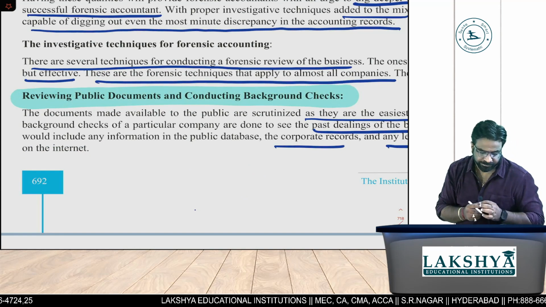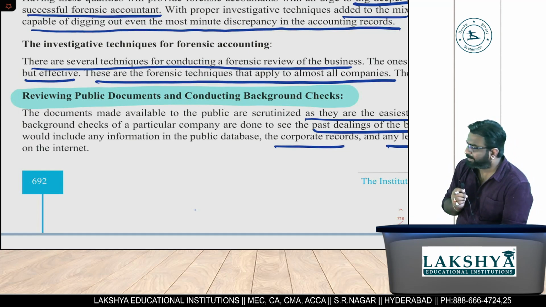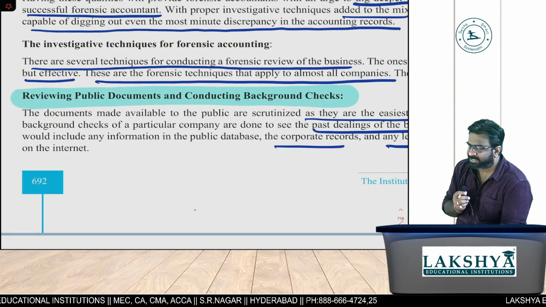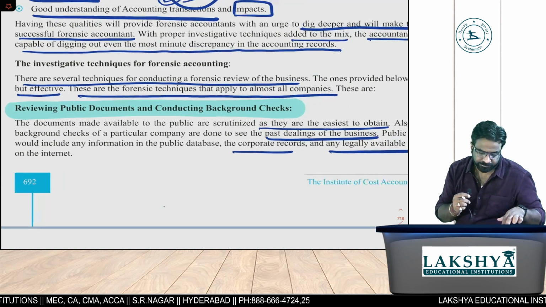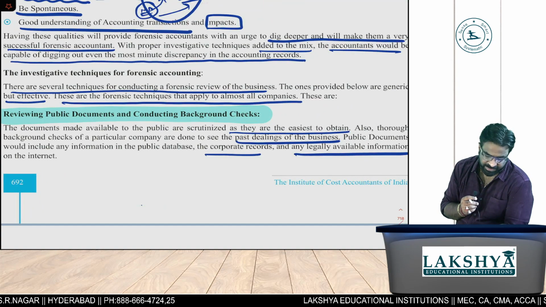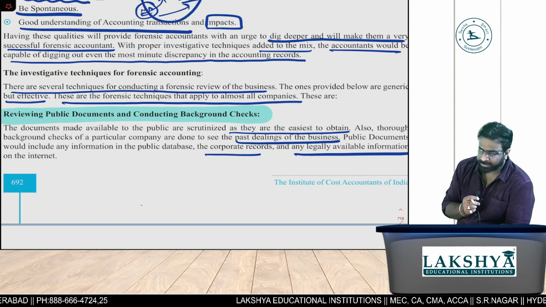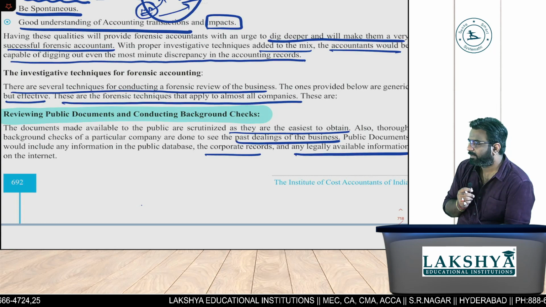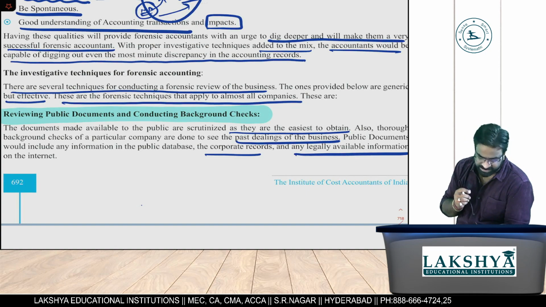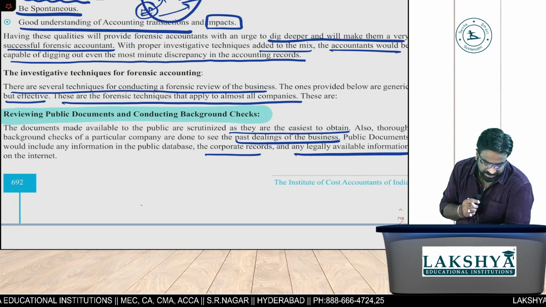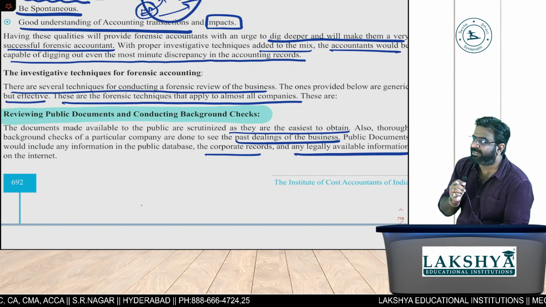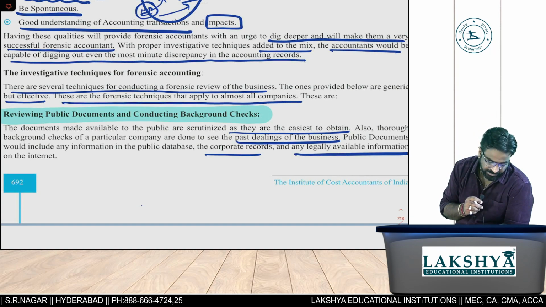Under that, it is one of the easiest methods of obtaining public documents and doing background checks on companies, to see its past dealings.